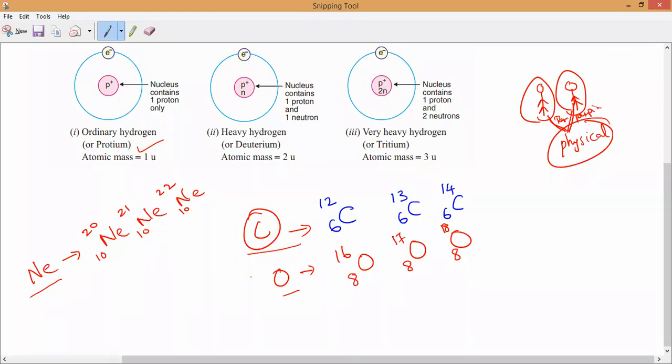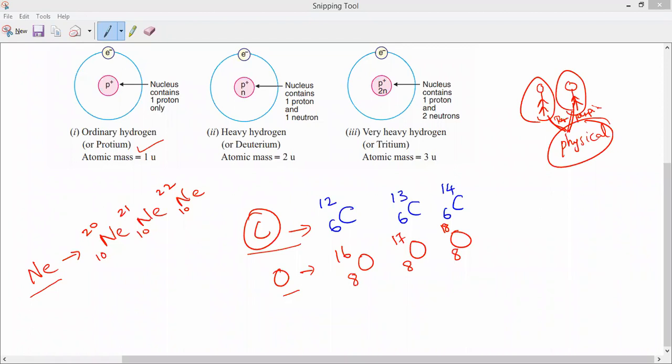Now, if it comes to isotopes, do they have the same chemical properties, or the same physical properties? That is the most important thing. Let us come to the chemical properties first. If we take all the isotopes, maybe their mass number is different. Do you understand what I'm saying? Their mass number is different, but they will follow similar chemical properties.